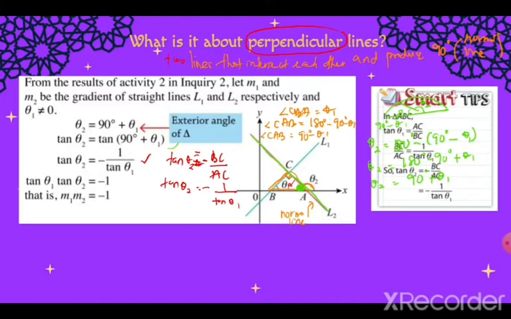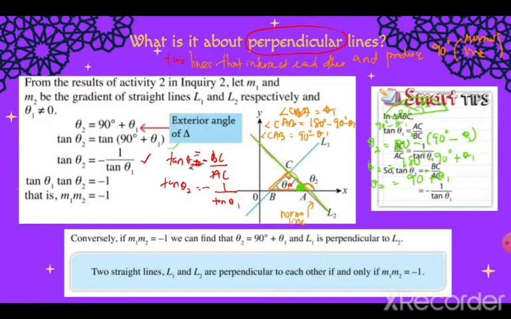Conversely, if m1 times m2 is negative 1, we can find that theta 2 is equal to 90 degrees plus theta 1, and L1 is perpendicular to L2. So what I want you to know is, when we talk about line 1 perpendicular with line 2, it deals with m1 times m2 is equal to negative 1.